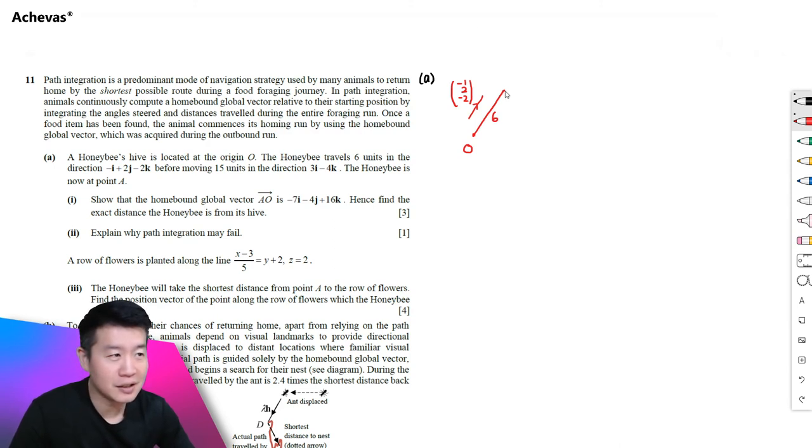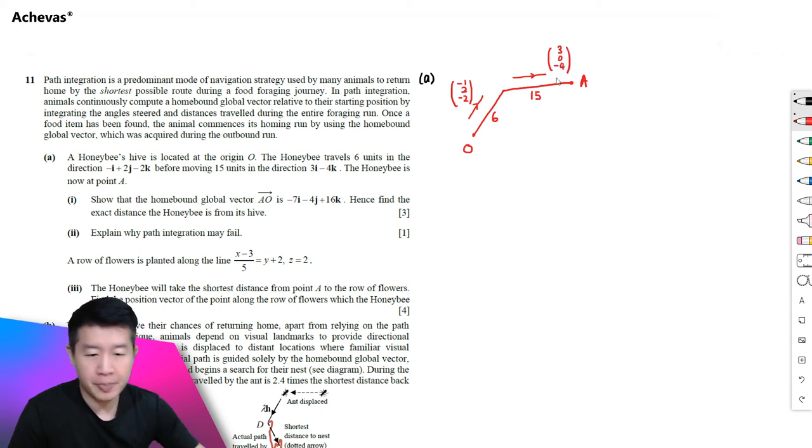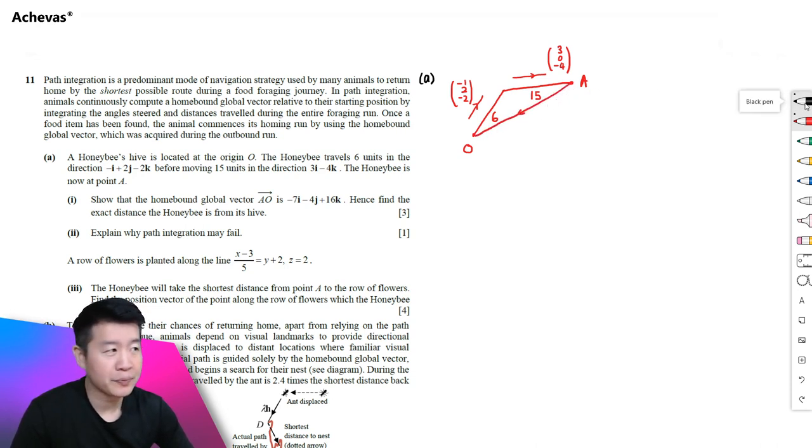Then after this, the honeybee will travel again to the point A. The honeybee will travel now 15 units. Again, the direction is going to be parallel, I mean, it's going to be in the direction of 3, 0, minus 4. Okay? So what we are supposed to do is to find this vector AO. So vector AO is the same as negative of vector OA, correct?